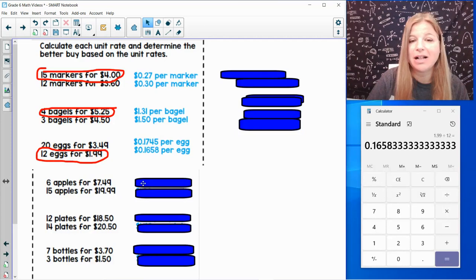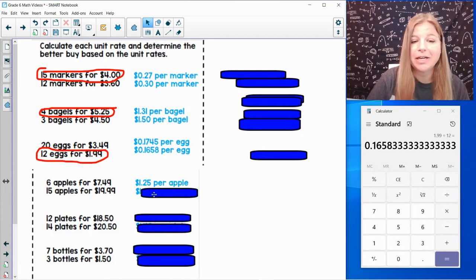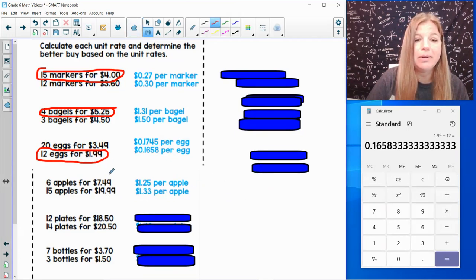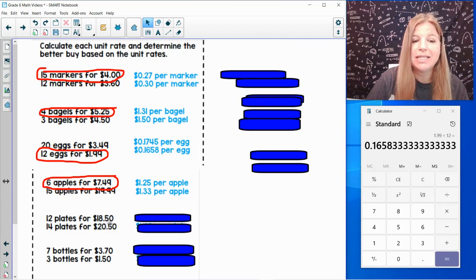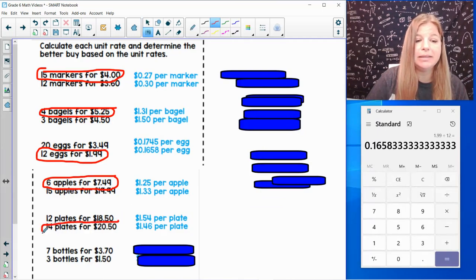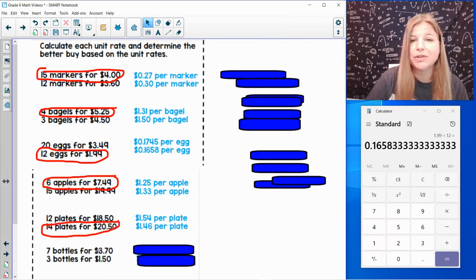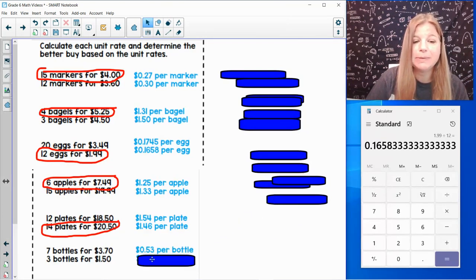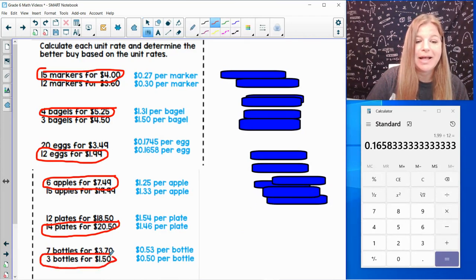Ready? 6 apples for $7.49 comes out to about $1.25 per apple. $19.99 divided by 15 apples gets us $1.33 per apple. So the first option is the better unit price. 12 plates for $18.50 divided by 12 gets me $1.54 per plate. 14 plates for $20.50, $20.50 divided by 14 gets me $1.46 per plate. And then the last one, 7 bottles for $3.70, got me about 53 cents per bottle. $1.50 divided by 5 gets me 50 cents per bottle. And the second option was definitely the better buy. How'd you do? Okay, great.